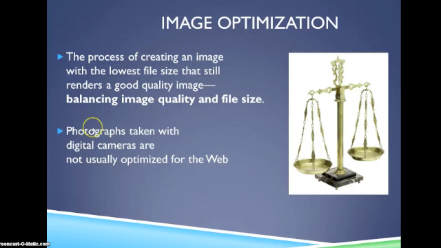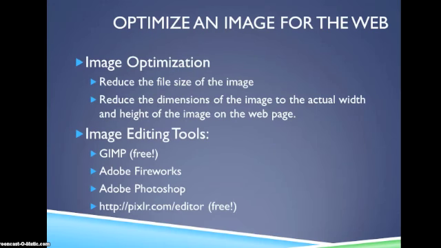Photographs taken with digital cameras are not usually optimized for the web. Things we can do for image optimization is reduce the file size of the image. That means it'll download quicker. Reduce the dimensions of the image to the actual width and height of the image on the web page. So if we want the image to be 100 by 100 on our web page, we should make that image 100 by 100. Not make it real large and make the browser shrink it down to the appropriate size.